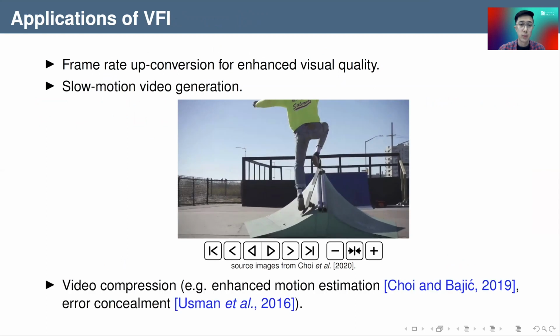and it can also be applied to video compression. For example, work has been done on enhancing the motion estimation component of conventional video codecs, and also to enhance the error concealment performance at the decoder side.